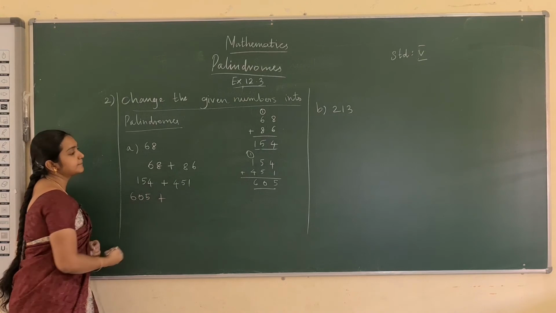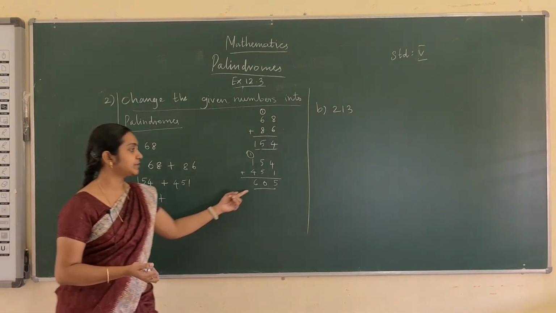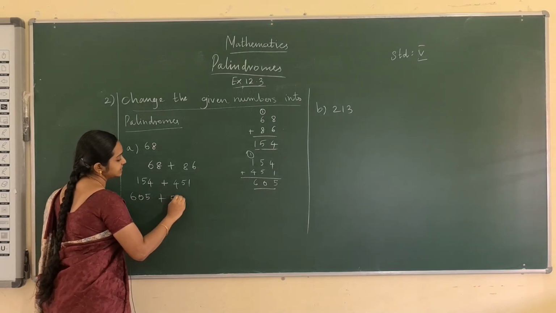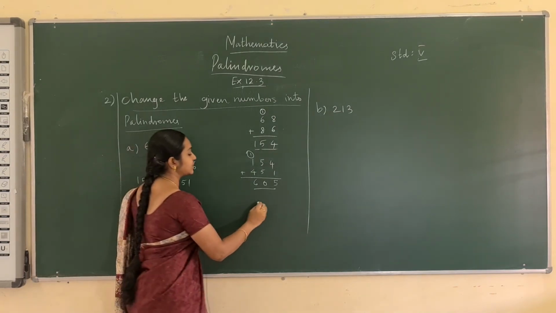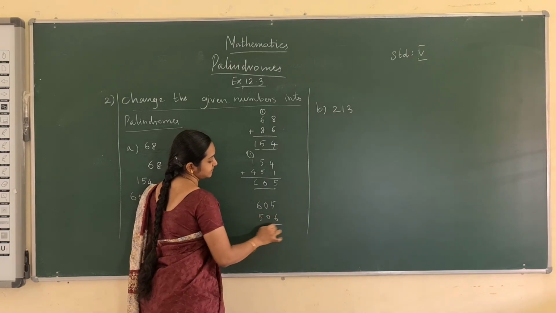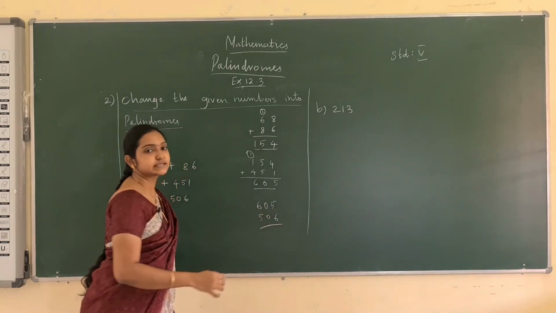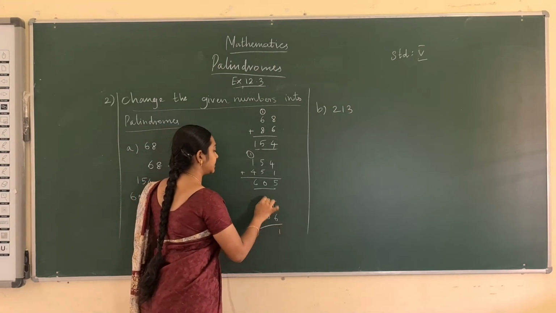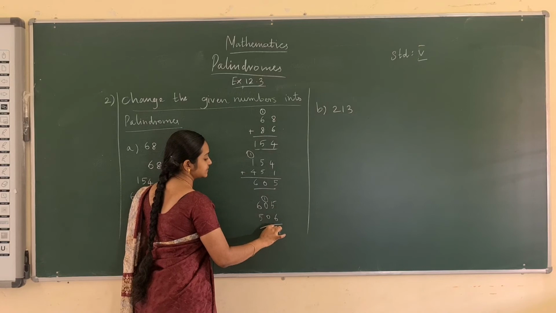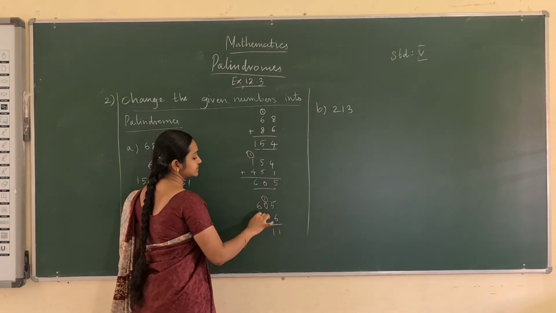605 is not a palindrome. So we have to reverse this number. If we reverse, we will get 506. So now we have to add 605 and 506. 5 plus 6 is 11. Write 1 here and carry 1 to the next place. 1 plus 0 is 1. 6 plus 5 is 11.